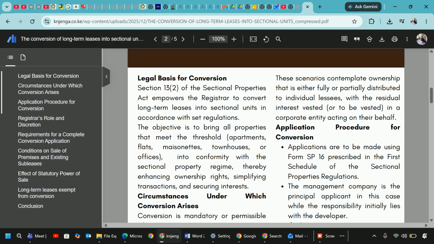The legal basis for conversion was seen in Section 13(2) of the Sectional Properties Act that empowered the registrar to convert long-term leases into sectional units in accordance with set regulations. And the objective was to bring all properties that met the threshold on apartments, flats, mansionettes, townhouses, or offices into conformity with the sectional property regime, thereby enhancing ownership rights, simplifying transactions, and securing interest.